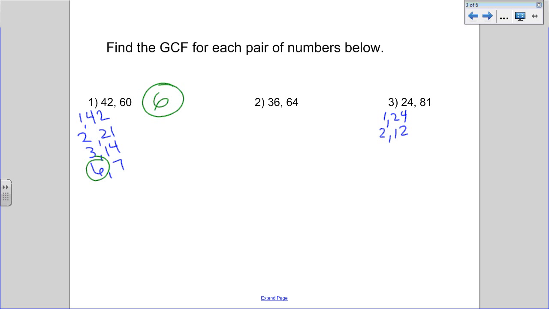The next thing we're going to check is 3. Does 3 divide into 24? Yes. How many times? 8 times. Does 4 divide into 24? 6. Does 5 divide into 24? Does 6 divide into 24? I already have my list, so I'm done. That's what it means to list the factors of 24.